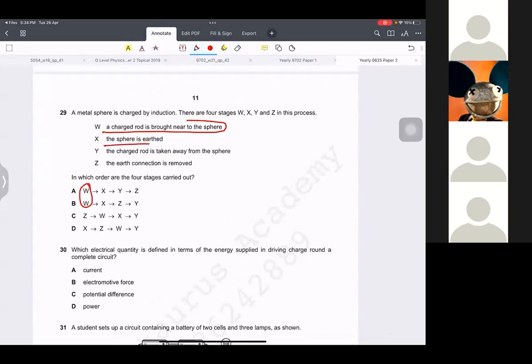Then charge is Earth, so X, that's correct. Charged rod is taken away. No, first the Earth has to be removed, and then the charged rod should be taken away. So B is the answer.